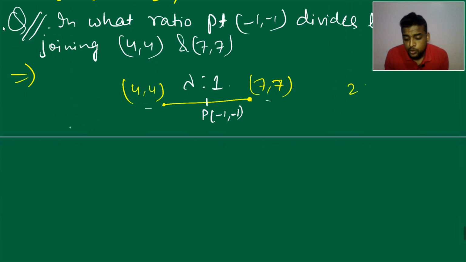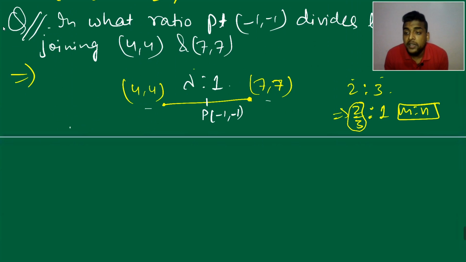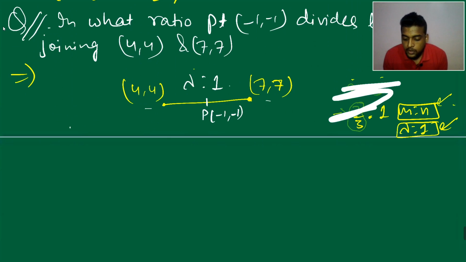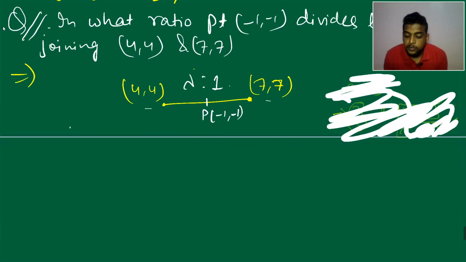Suppose we have the ratio 2 is to 3. Can I write this ratio as 2 upon 3 is to 1? Yes, we can. So this 2 upon 3 is nothing but the lambda thing. Why am I doing lambda is to 1? Because m is to n is a two variable thing, and lambda is to 1 is only one variable, only lambda. So it is easier to solve a single variable rather than two variables. I hope you understood why I have taken only lambda is to 1.